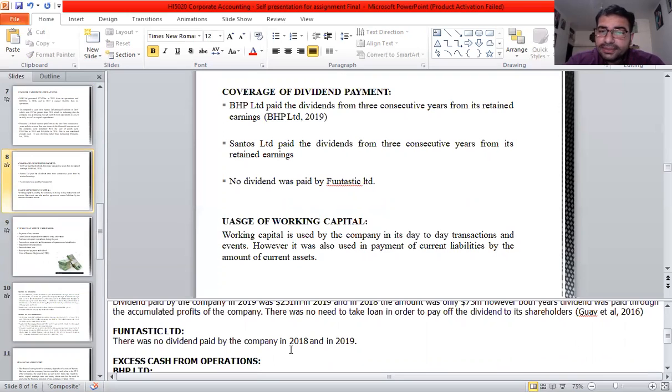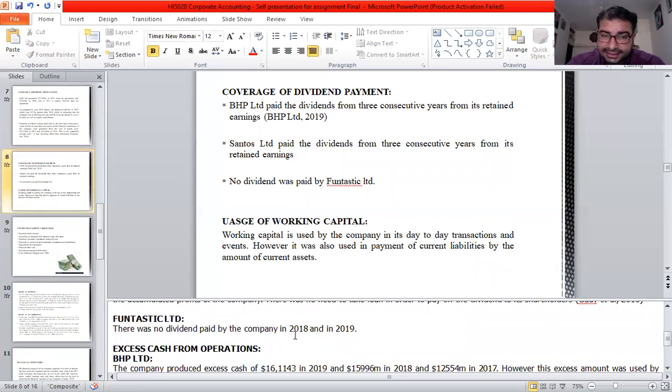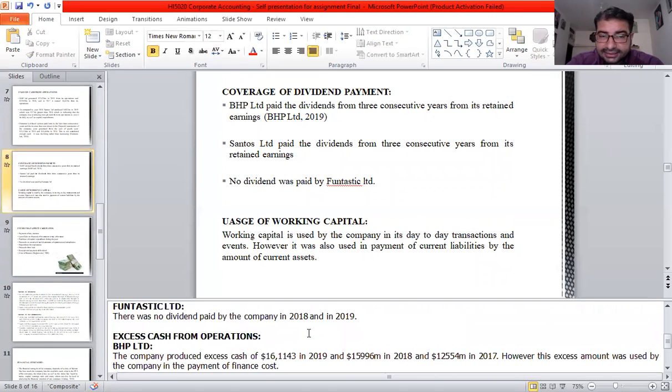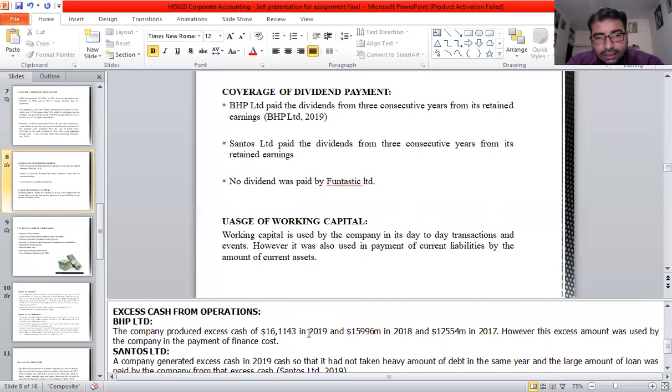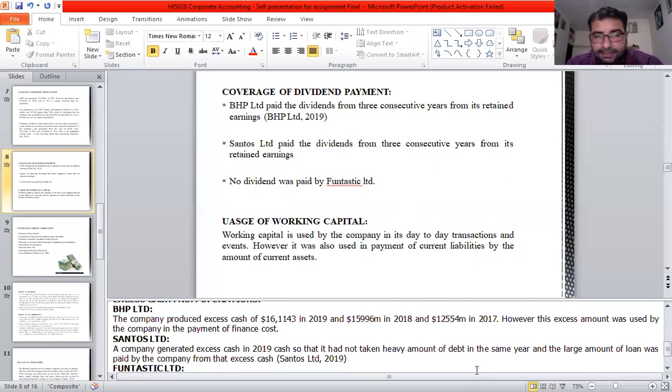Usage of the working capital. Working capital is basically something that is used by the company in day-to-day transactions. However, it was also used in payment of current liabilities by the amount of current assets as well. Let's look at the details of the excess cash from the operations. So, as far as BHP is concerned, the company produced excess cash of 16,1143 million in 2019.